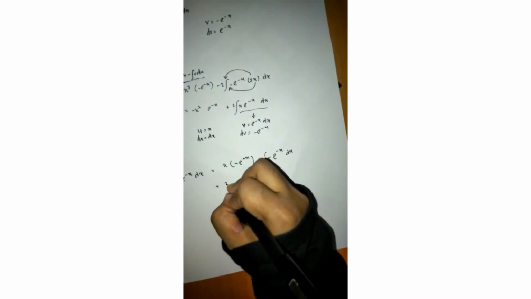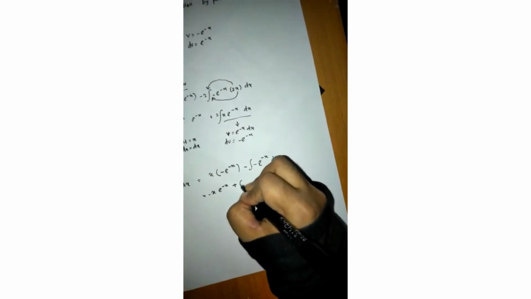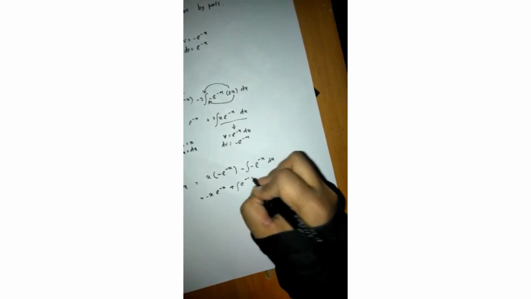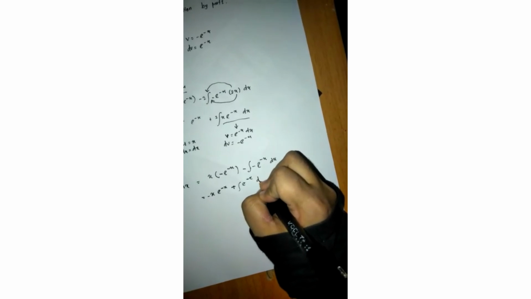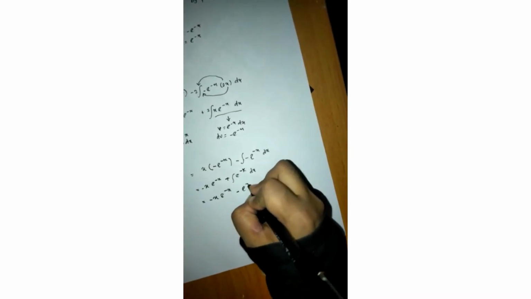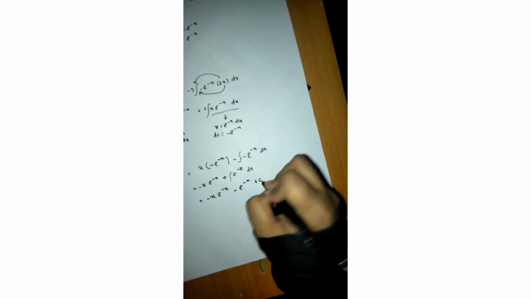Expand this. Because it's minus and minus, it becomes positive. E power of negative x dx. Final answer, negative e power of negative x minus e power of negative x plus c.